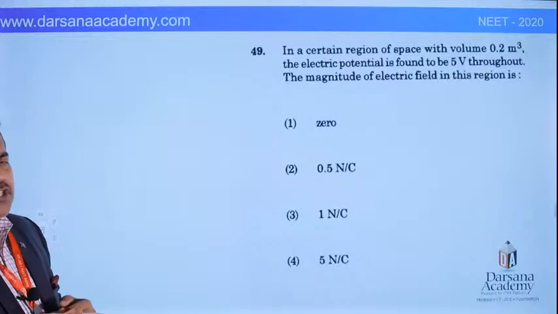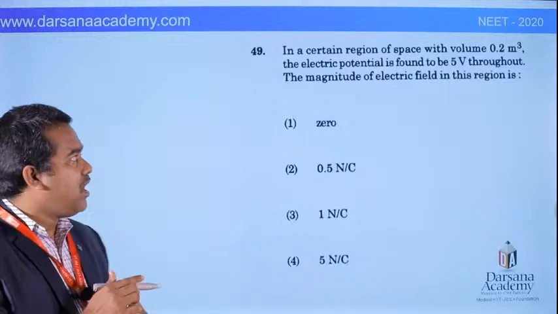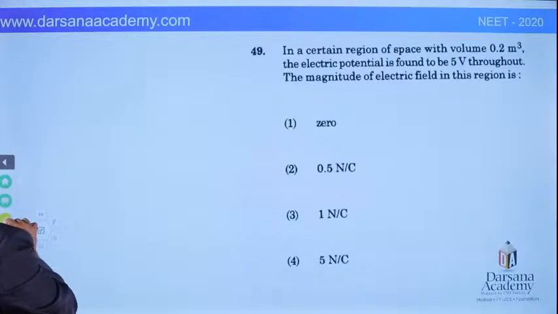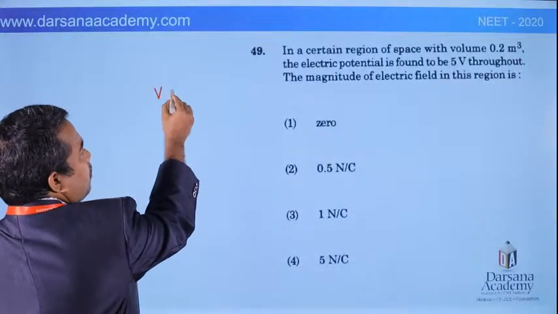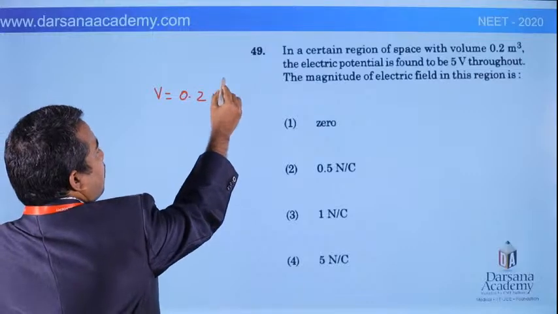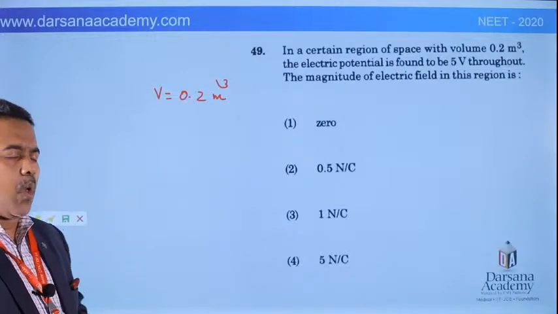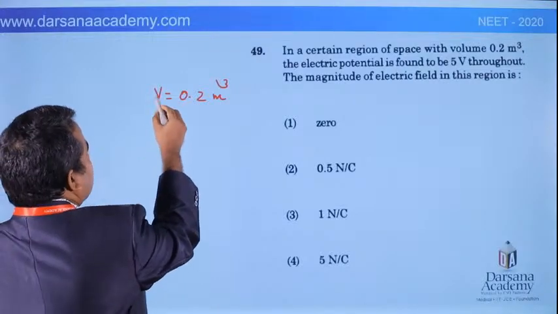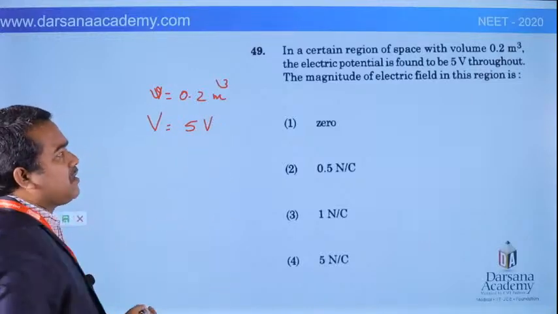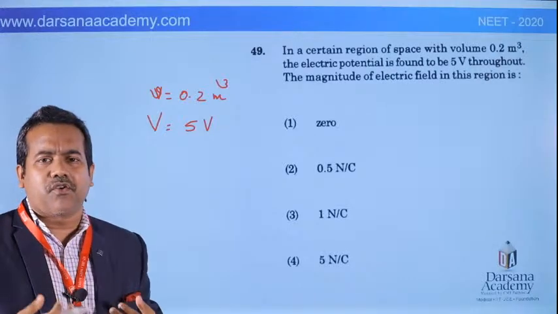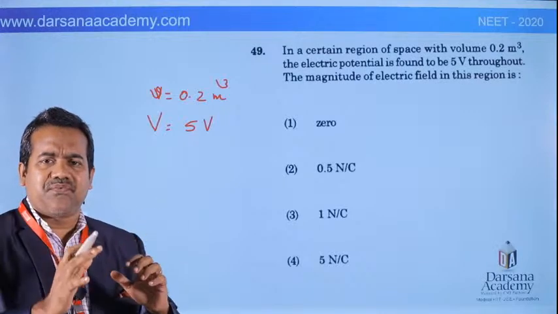We can move with question number 49. In a certain region of space with volume, that volume is given as 0.2 meter cube, the electric potential is found to be 5 volt throughout. The magnitude of electric field in this region? So we know the special concept, how to relate the electric field and the potential.